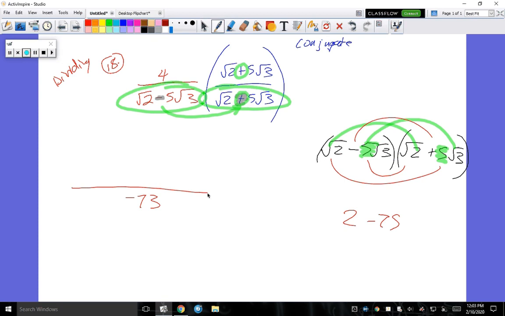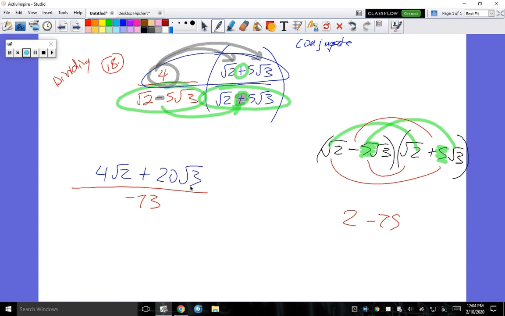Okay? Now, simplifying radicals means we're not allowed to have square roots in the denominator, but we can in the numerator all day long. So when I distribute this, I'm going to distribute that 4 with the square roots on both of these terms, the square root of 2 and the 5 root 3. Okay? So let's go ahead and distribute here and here. Anyone? What do I get for the first one? 4 root 2. And then 20 root 3.